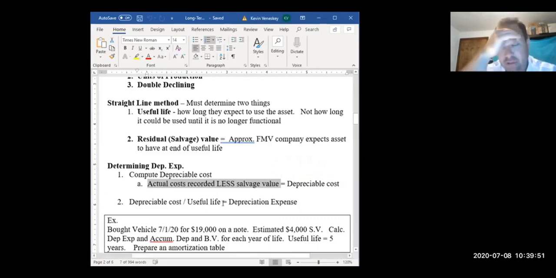Okay, so back to the straight line. You're going to take the cost of the asset minus the salvage value. That's the numerator. That's the depreciable cost. And then we're going to simply take that depreciable cost and divide it by the useful life. That's what we already know how to do. It's just we added this one little new thing in here.